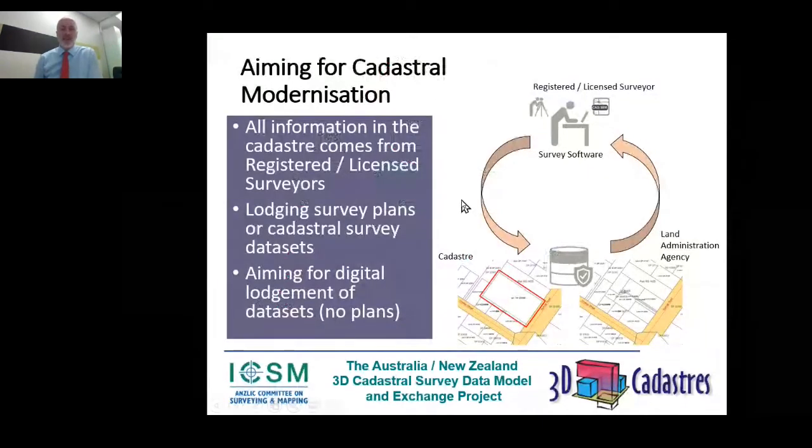So we're all looking to modernise our cadastres and embrace digital technology. And the first principle, I guess, is that all the information in the cadastre comes from registered or licensed surveyors. So we don't do surveys ourselves. There are the registered, the competent professionals who put information into the system. And of course, traditionally, they've done that with survey plans, and now we are increasingly receiving digital data in the form of, we use the phrase cadastral survey data set.